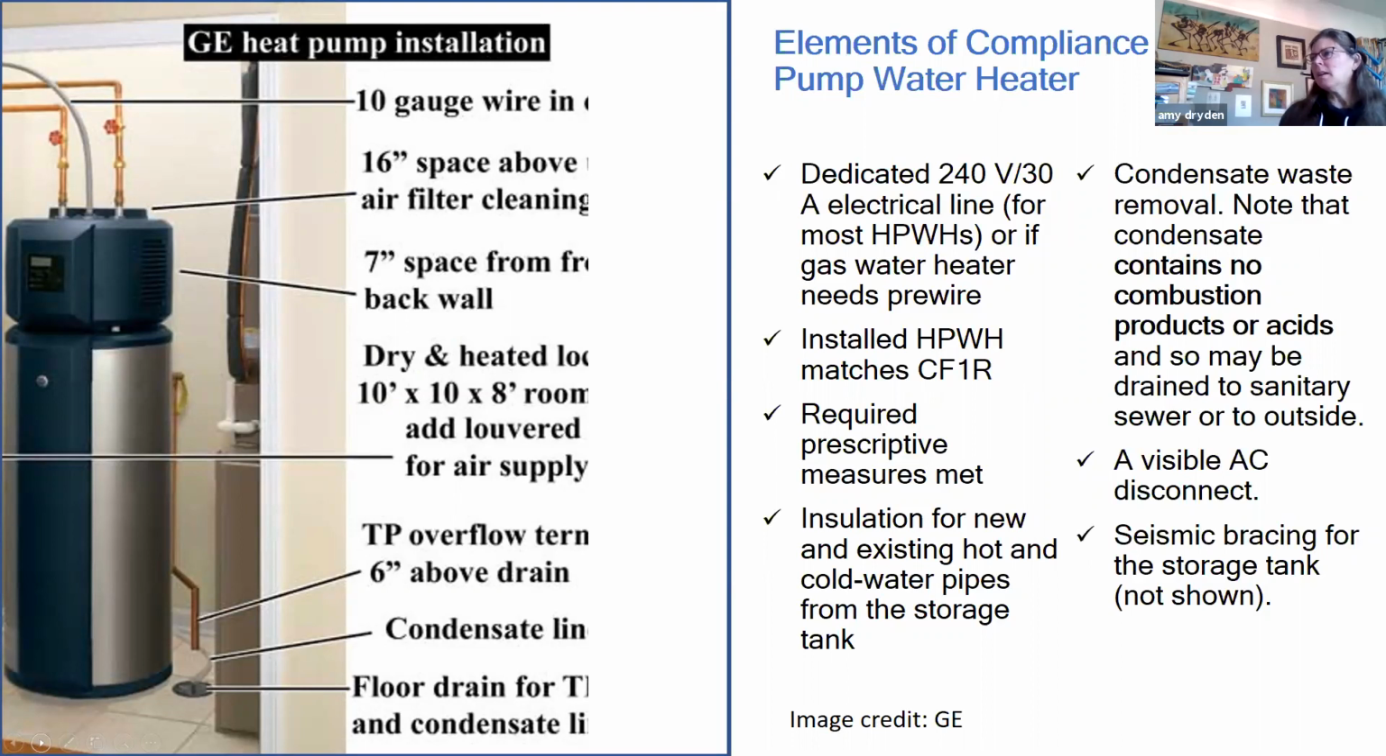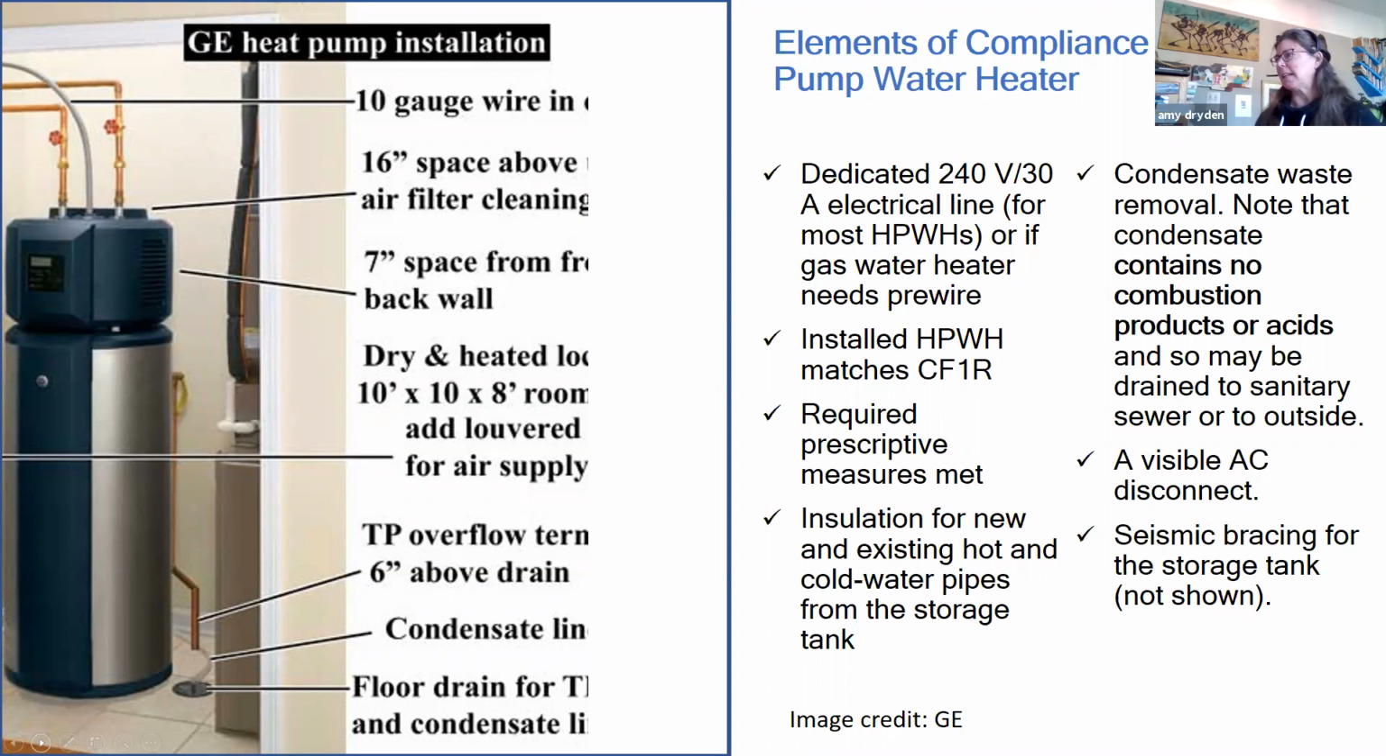So these are elements of compliance that we'll look at, right? One, we have the dedicated outlet, right? If it is a gas water heater, we're going to see that dedicated. If it is a heat pump water heater, I'm going to be seeing that electrical receptacle appropriate for that specific water heater. I put in 240, but like I said, if you do the stand-in with the split system, you have more flexibility there. I'm going to want to make sure that the installed water heater matches the CF1R, the compliance form submitted with the permit and the app. Going to ensure the required prescriptive measures are met.